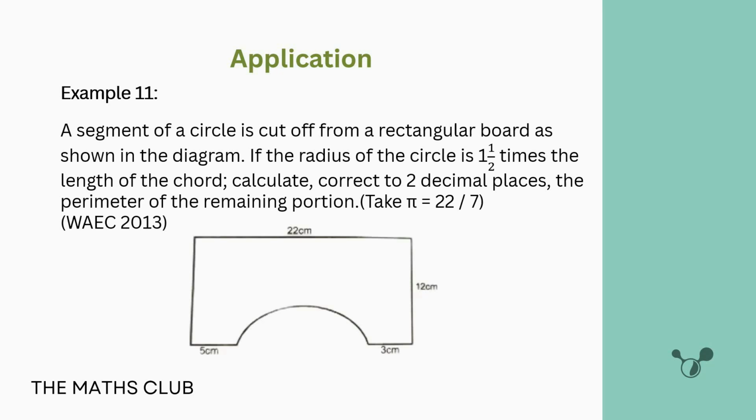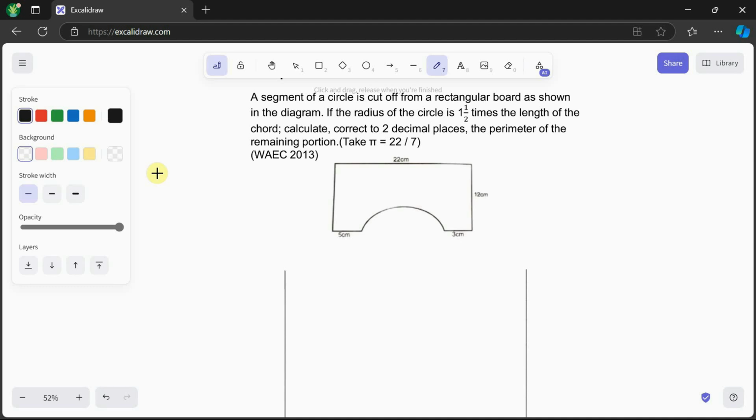Welcome back. Let's solve it together. So what are we given? We are told that the radius is 1.5 times the length of the chord, so that will be 3/2 Lc. Right, so there's a chord here. Great. From that information, when I see complex questions, I always try to just break it down, but maybe we should just take it a step at a time. It now says that we should correct to 2 decimal places the perimeter of the remaining portion. We should take pi to be what?